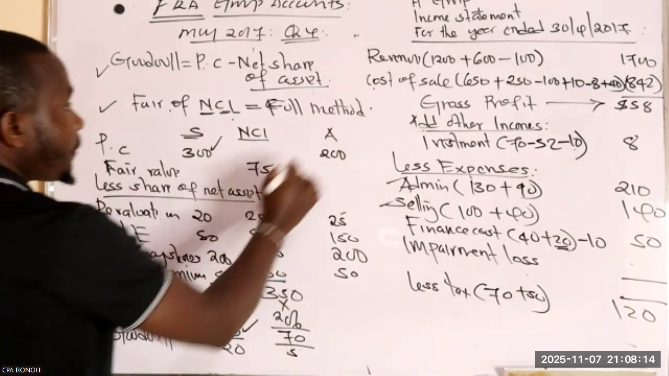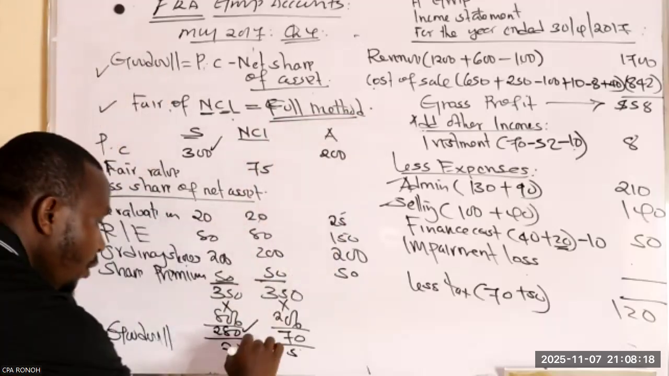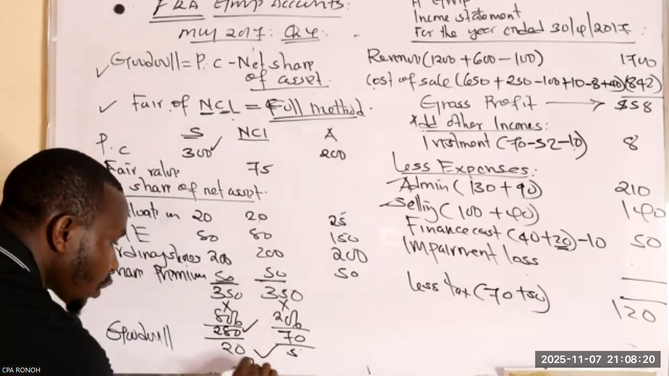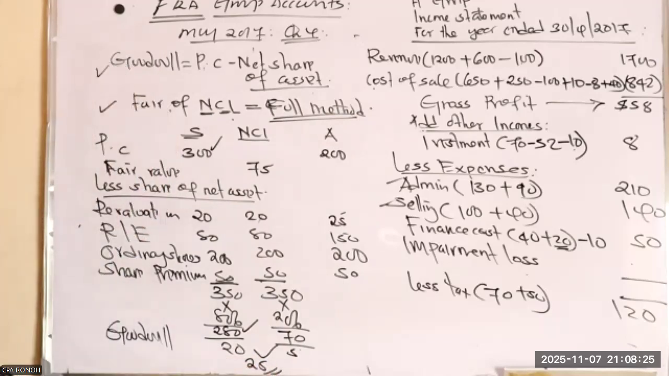Since we are using a full method, combine the two to give us a total goodwill of 25.